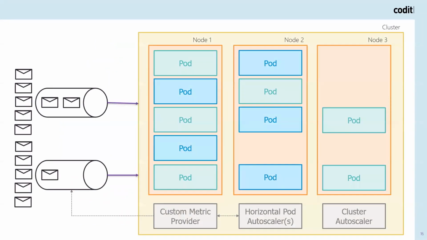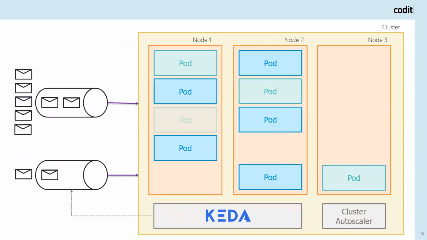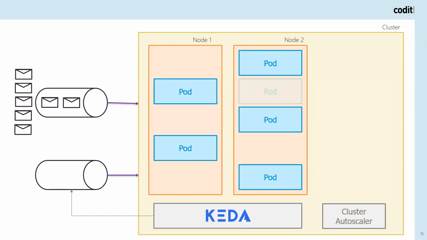Now that we have KEDA, it also becomes simpler here. We just replace that and we just auto scale based on the workload. And if there is no load anymore, then basically we get rid of the additional nodes and scale to 0. But if one message comes back, KEDA will just add another pod.